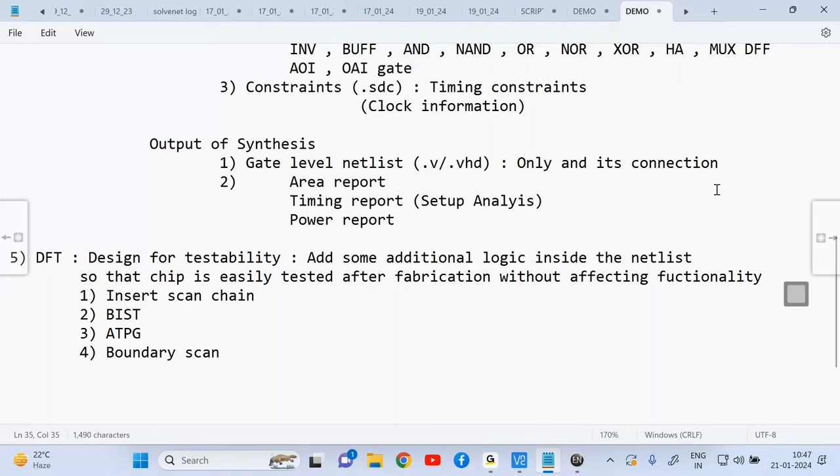We can do file operations using TCL, but it is very easy using Python and Perl. So if you know Python and Perl, it's an added advantage in the industry. But TCL is sufficient to work on the bigger designs. TCL, Tool Command Language, is a must.